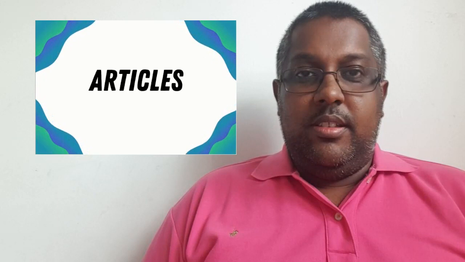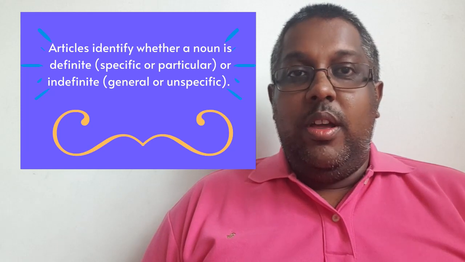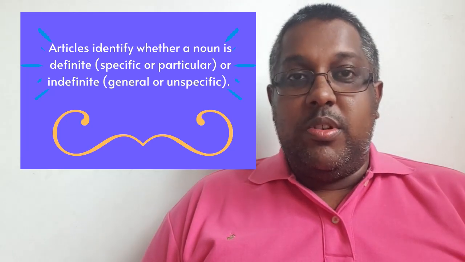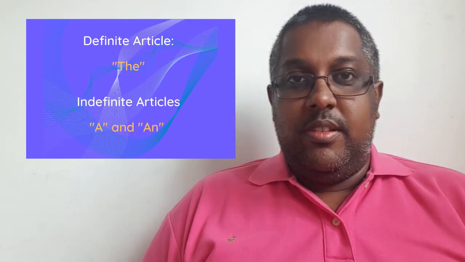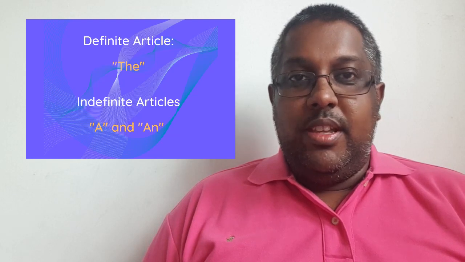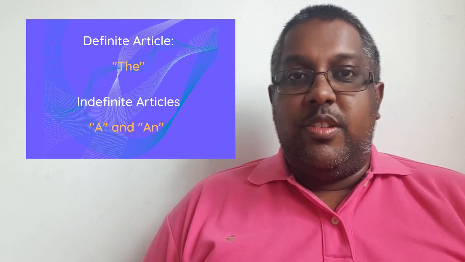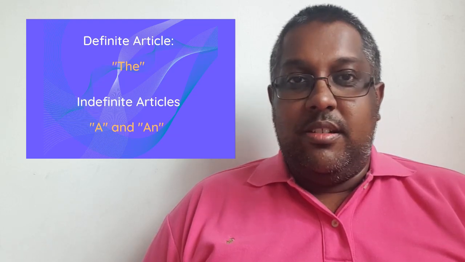Articles. Articles identify whether a noun is definite or indefinite. In other words, specific or unspecific. There are two types of articles. One is the definite article the, and then you have indefinite articles a and an.